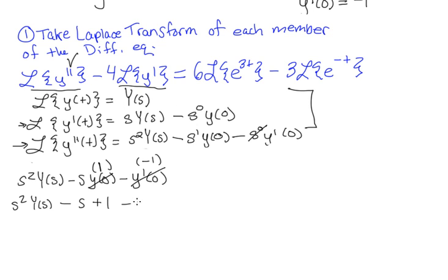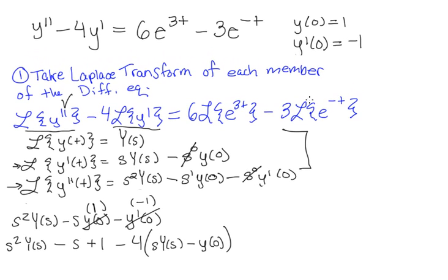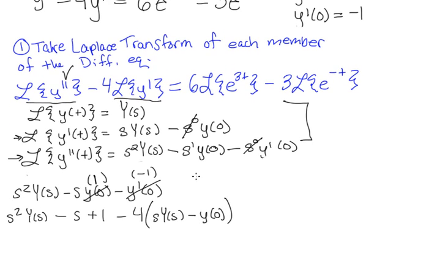Now let's do this. Negative 4 times the Laplace of y prime. Well, the Laplace of y prime we said is s, capital Y of s, minus anything to the 0 is just 1, y of 0. Now, like before, y of 0 in our case is 1. So let's just substitute that in. So y of 0 is 1.